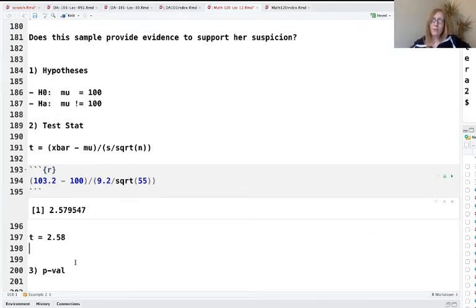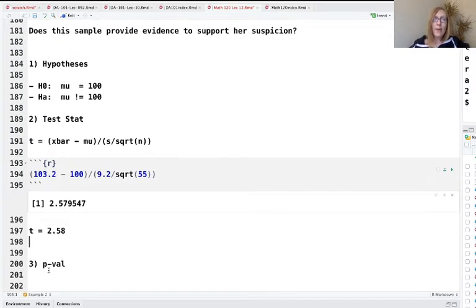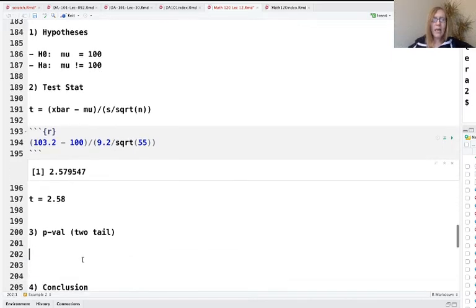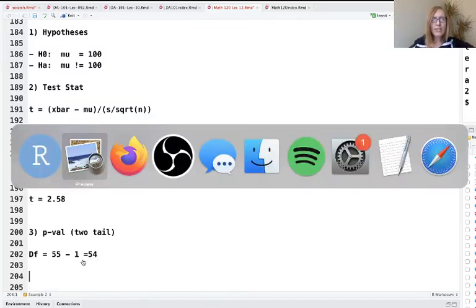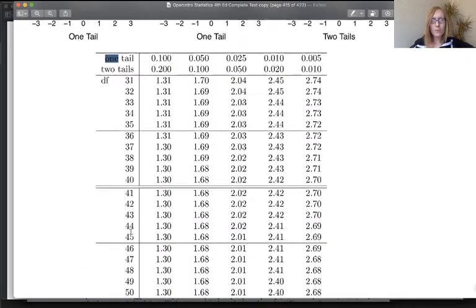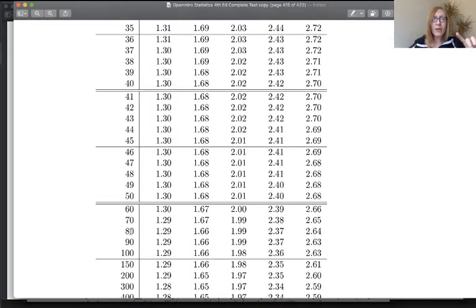Let's take a look at the table to see what the p-value is. Remember on this one, since we've got not equals to in the alternate hypothesis, we're going to be looking at the two-tail area. And remember our degrees of freedom here, that's 55 minus 1, in other words, 54. So let's look at the table. Here's one where 54 isn't exactly on the table. It just goes from 50 to 60. If you're ever in that situation, use the next smallest one.